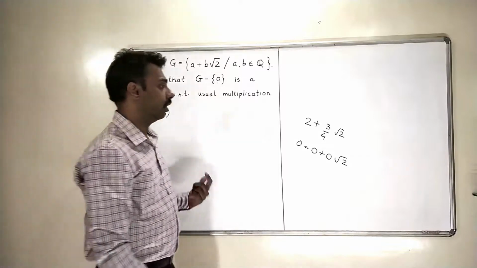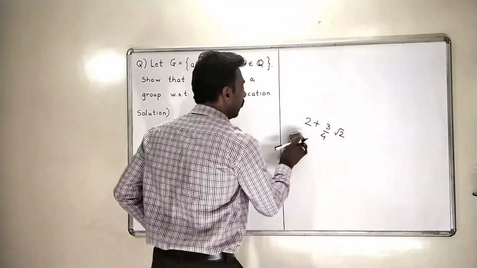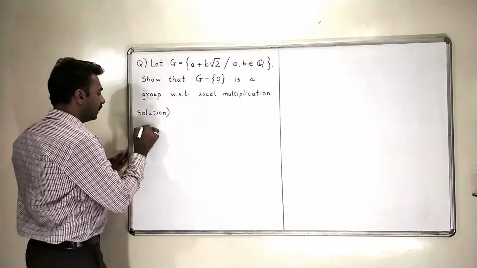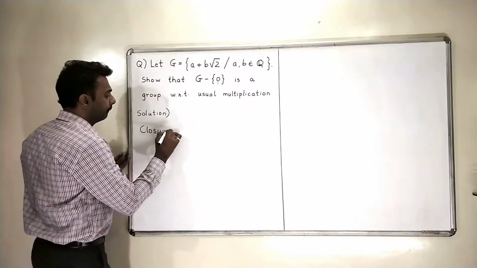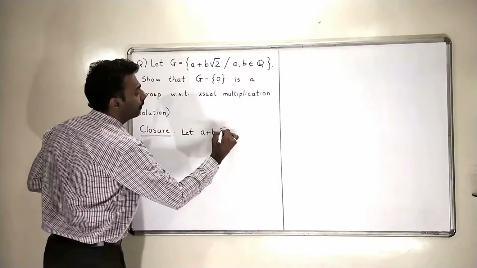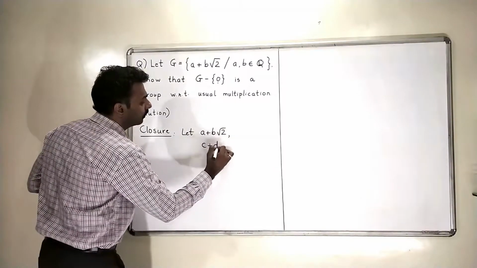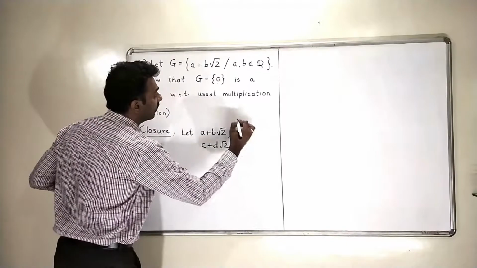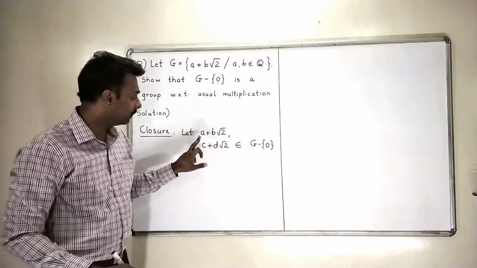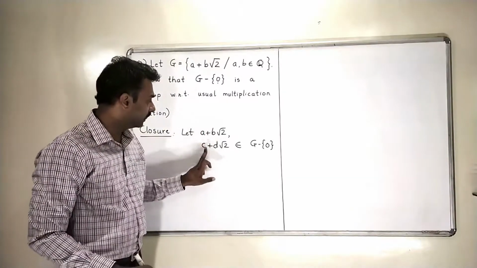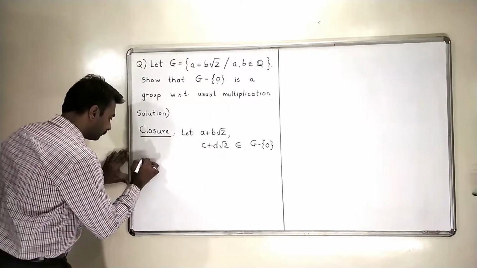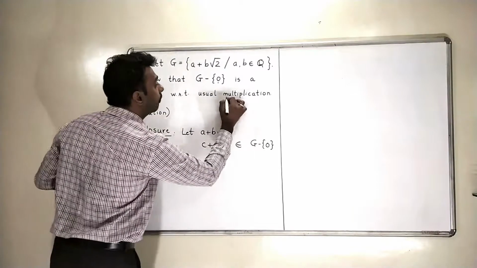Now let us start solving this exercise. So I will take two numbers from this set. So that is our closure. So let a plus b root 2, c plus d root 2 belong to my set G minus singleton 0. So both of them are numbers where a and b, c and d all cannot be 0. Okay. So then I will multiply them, because I am using the operation as multiplication.